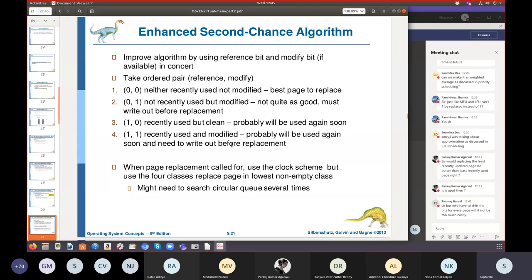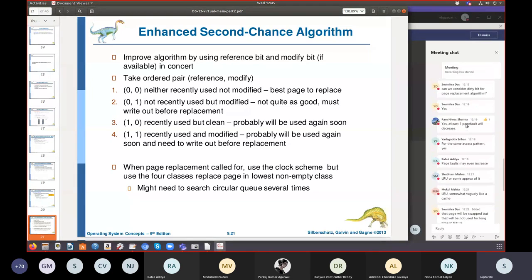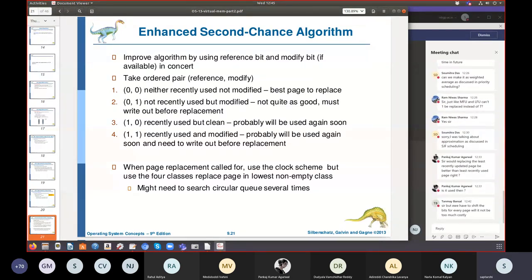Also, there is an enhanced second chance algorithm. And this slide will connect back to what Soumitra asked long back, whether we can use the dirty bit, and also what Pankaj was telling. The enhanced second chance algorithm improves the second chance algorithm we discussed by using the reference bit and the modify bit. This is basically a dirty bit. It's written here as modify bit, but ideally it should be dirty bit anyway.